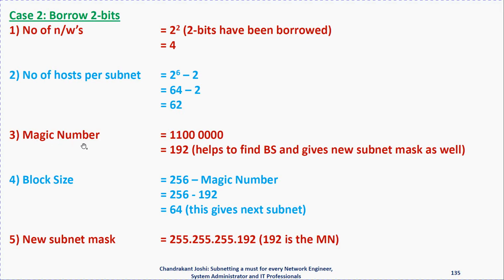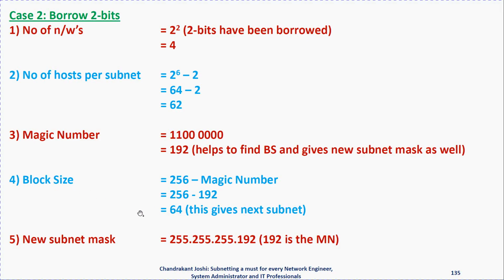Let us find the magic number. How do we get the magic number? By knowing how many bits have been borrowed. 2 bits have been borrowed, so 1 1, and the remaining 6 bits would be 0. Now we already know how to calculate this value. This is 192. So our magic number in terms of decimal is 192. Now let us find out the block size. The formula is 256 minus the magic number. So 256 minus 192 is 64.